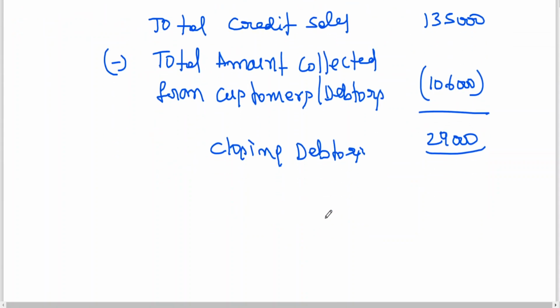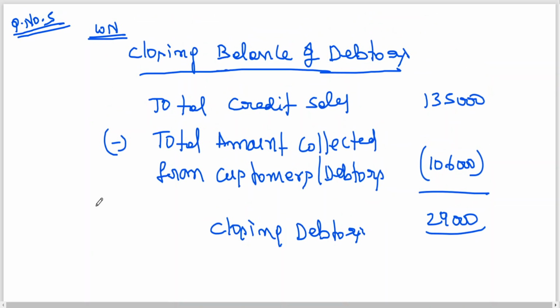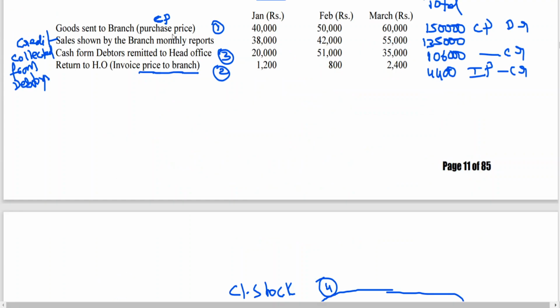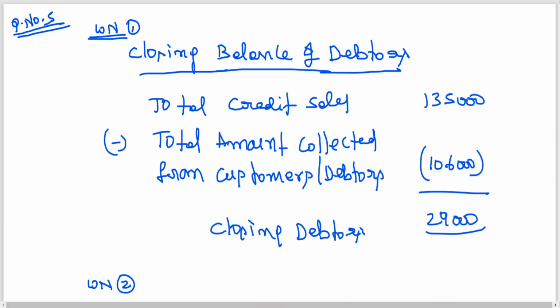Now here, this also I am just giving as a tutorial note or working notes, no issue. Working note number 2: you can see goods sent to branch has been given at purchase price. When goods are sent at a price which is more than cost price, it is to be recorded at invoice price only. So this cost price I have to convert into invoice price. So how to convert that into invoice price?